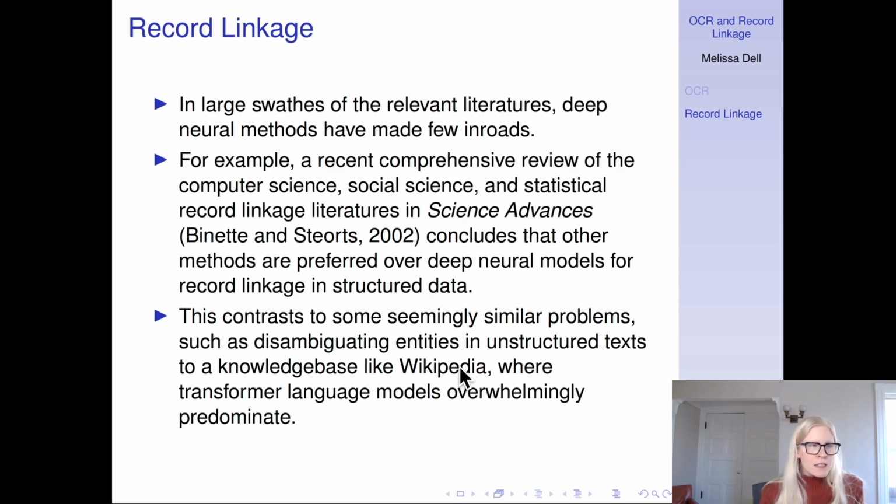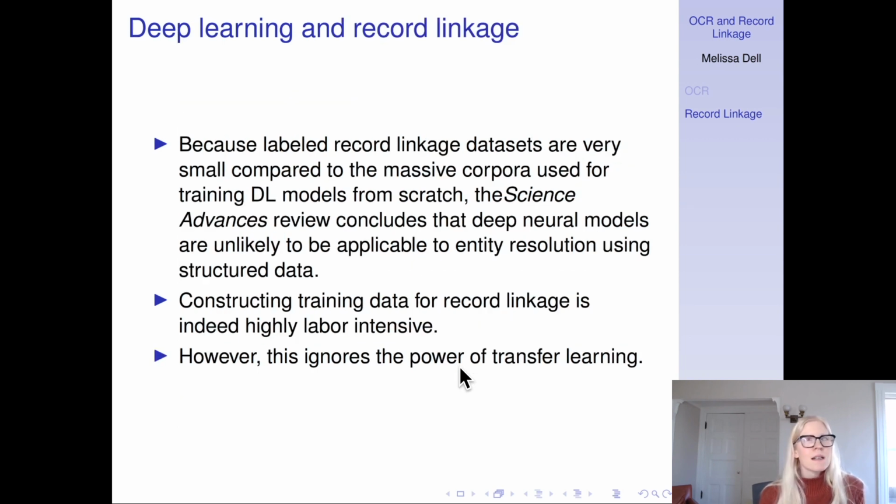This contrasts to some seemingly very similar problems, such as disambiguating entities in unstructured text to a knowledge base like Wikipedia, which we saw a couple of lectures ago, where transformer large language models overwhelmingly predominate. And so why is it that this review and much of the literature seems to have concluded that deep learning is not applicable to record linkage and structured data?